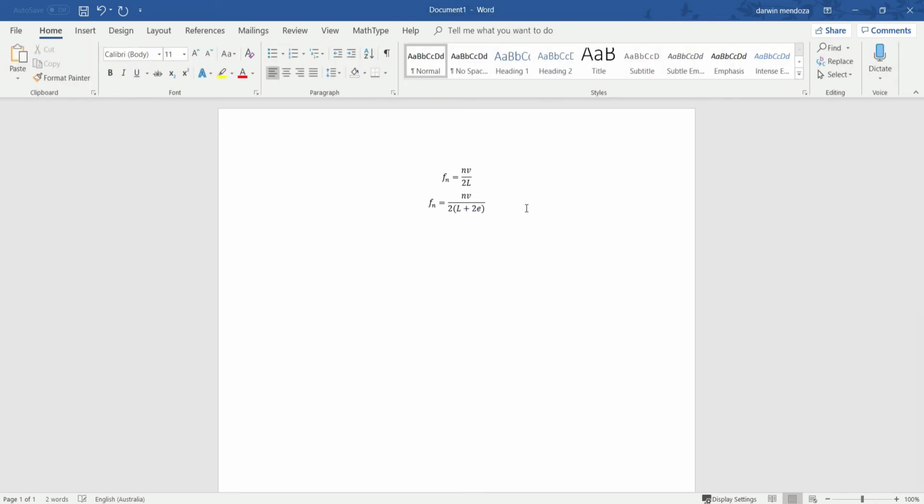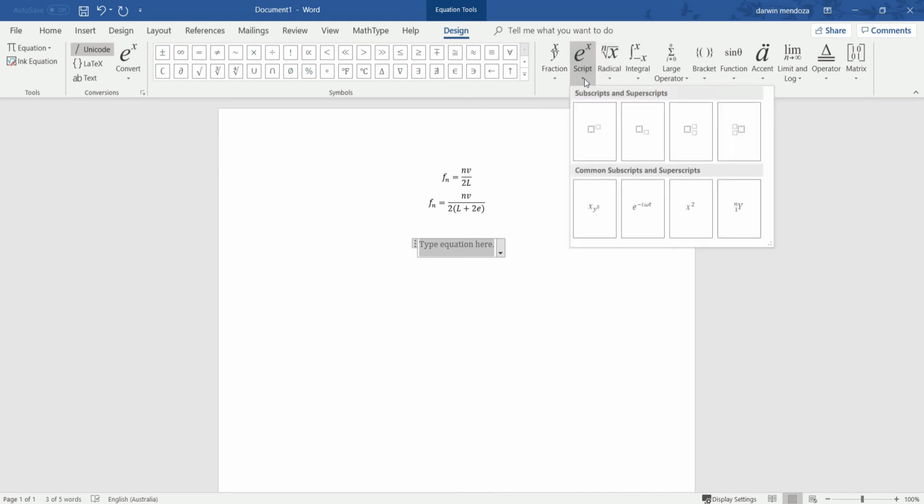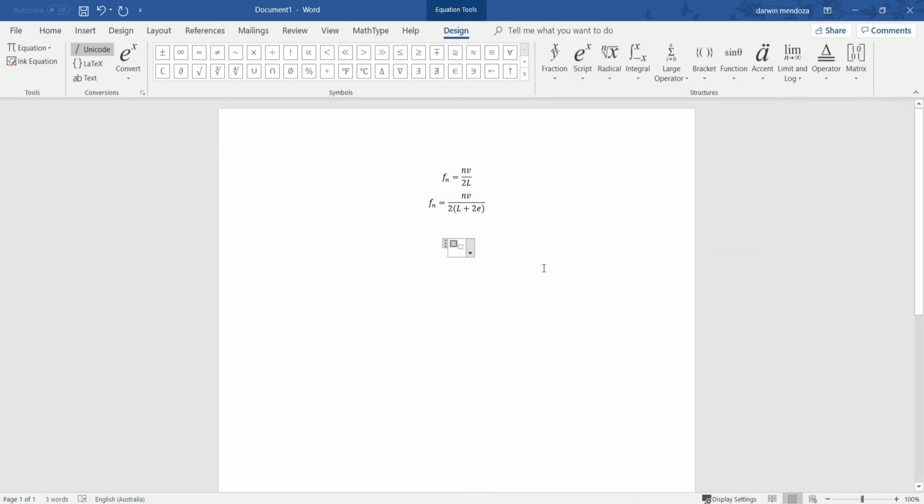Okay, so let's have a look at the closed pipe now. We'll insert an equation, follow it through. Again, we're going to use a symbol. Frequency at a particular harmonic is equal to that particular harmonic multiplied by the speed of sound in air, over 4 times the length of the pipe.